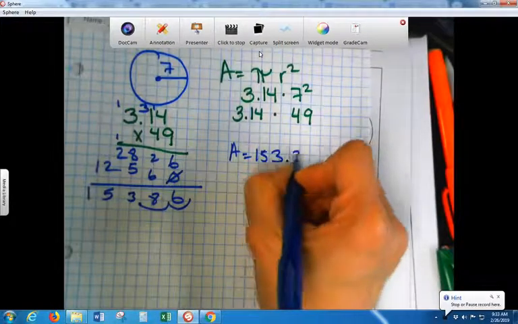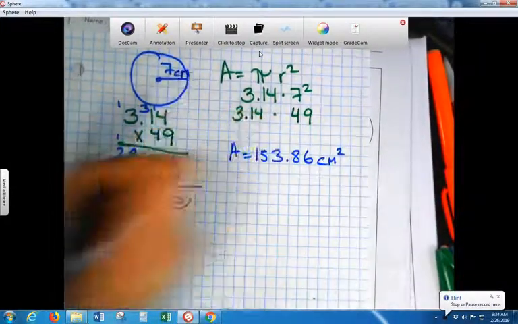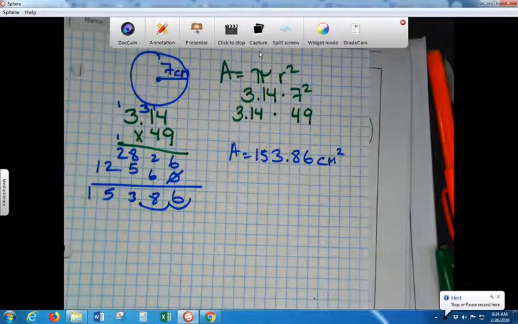153.86, is that what you said? Okay. And I said centimeters, right? Centimeters squared. Okay? Guys, if you're multiplying and you don't have 2 lines of numbers here, you're multiplying incorrectly. If you have 2 numbers here, there should be 2 lines here. What if there were 3 numbers down here? How many lines of numbers should be here? 3, right? If not, I don't know what you're doing. All right. Are we okay? Okay.